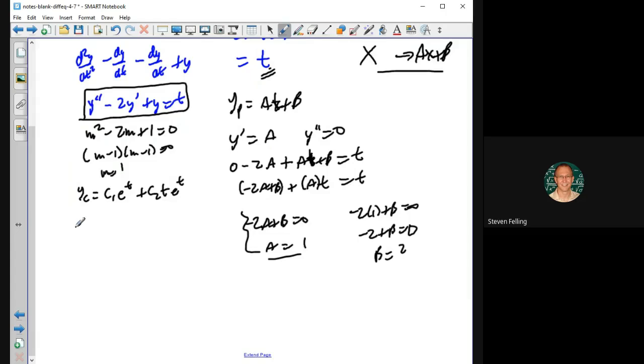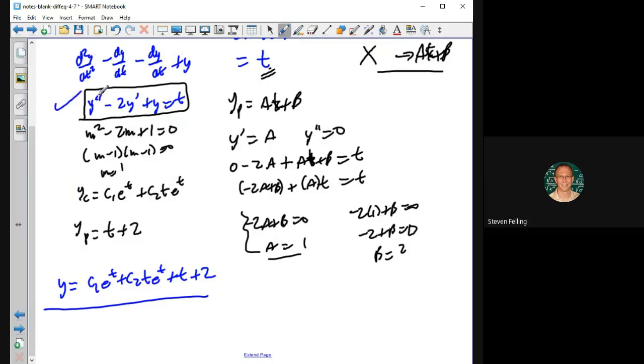And so that means my particular solution is going to be ax plus b, or at plus b. It's really a t. So it'll be 1 times t plus 2. And then that means my general solution now, y is c1 e to the t plus c2 t e to the t plus t plus 2. Okay, that's the solution to this differential equation, including handling the right-hand side.